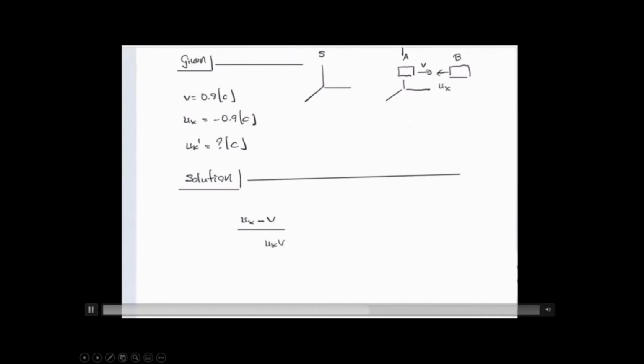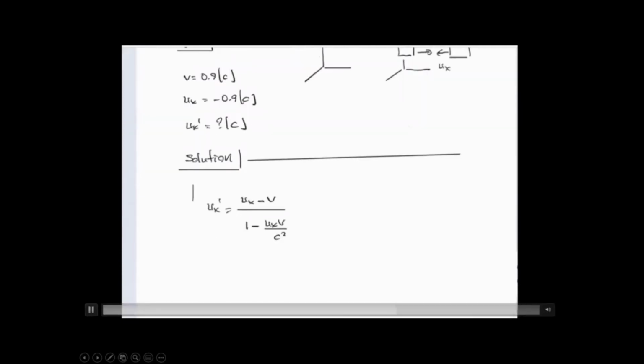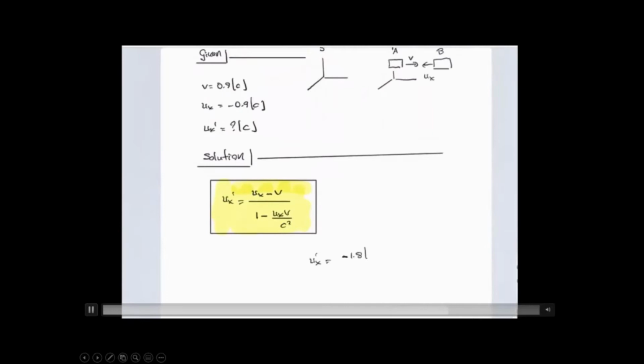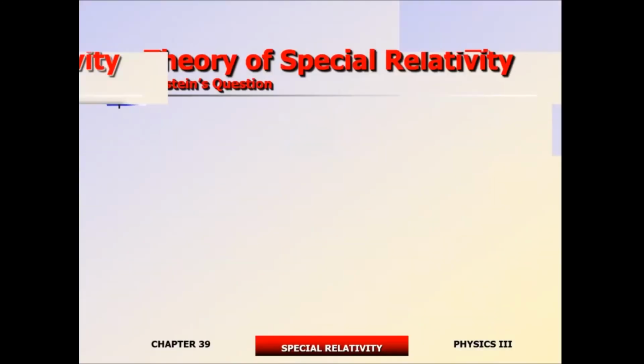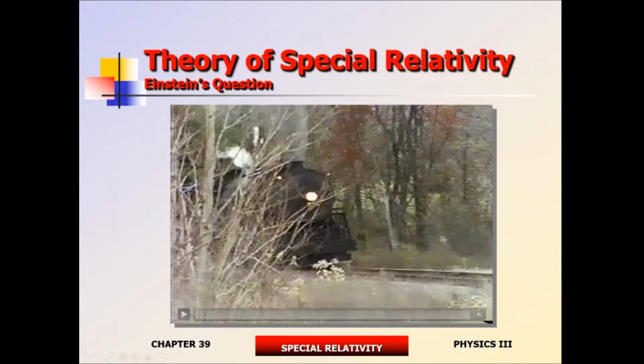Once again, we will get to use the same formula that we used before for the Enterprise Star Trek example. All right, so plug the numbers. It's going to give us 99.45% of the light speed. It's negative, which means the other object is approaching the first one. So you will have to take a look at those problems.